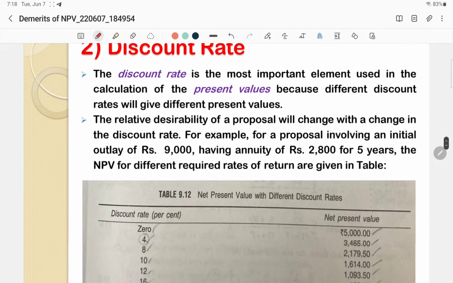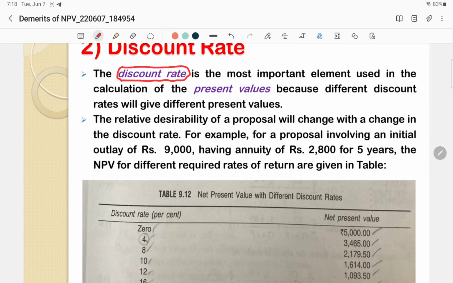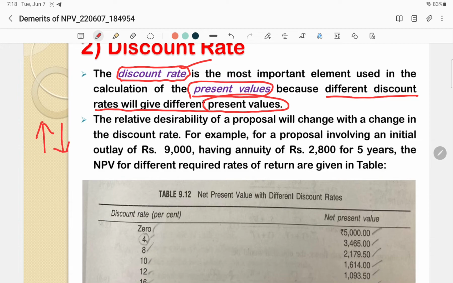Second is the discount rate. Discount rate is the cost of capital or the hurdle rate or minimum required rate of return, and with the use of the discount rate, present values of cash benefits are computed. When there is a case of several discount rates with respect to a project, we will get different present values, and generally there is an inverse relationship between discount rate and NPV. When there is an increase in the discount rate, there will be a decrease in the NPV of a project. So, there is an inverse relationship.